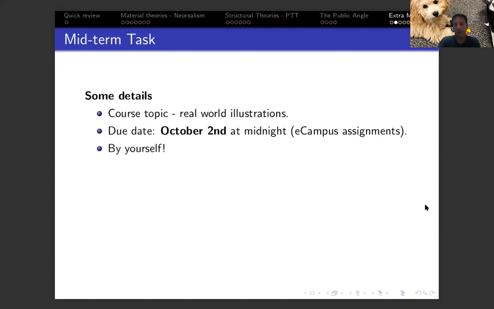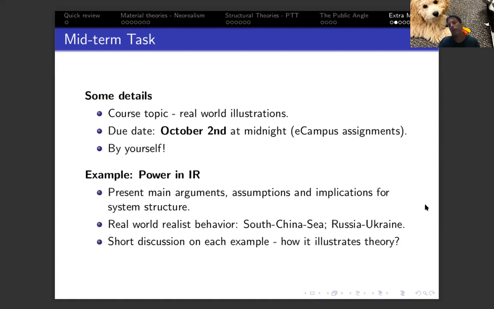So let's look at an example. Let's say that I want to do the topic of power and international relations. What exactly is the task that I am expecting of, in this case, myself? Power as a defining factor of realist theory. So the first thing I have to do is to present in a page, maybe a little bit more than a page, the main arguments of the theory about the role of power within the realist theory. What are the main assumptions that relate to it? What is the expected system structure based on power?